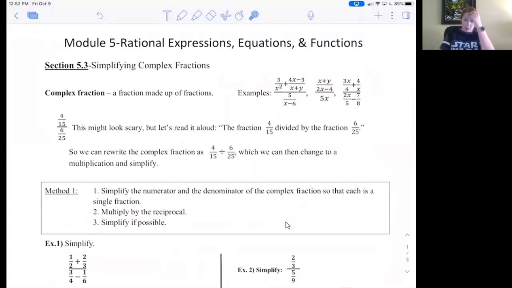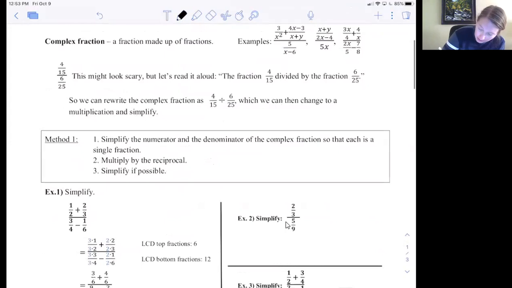The best way to do it, that the notes suggest and that I think is going to be easiest, is to just read it out loud. So for this example right here, it's 4/15 divided by 6/25. So I would just rewrite it like this: 4/15 divided by 6/25. And if you remember from a few sections ago, when we are dividing fractions, we can just multiply by the reciprocal. And the reciprocal is where I'm just swapping the fraction.